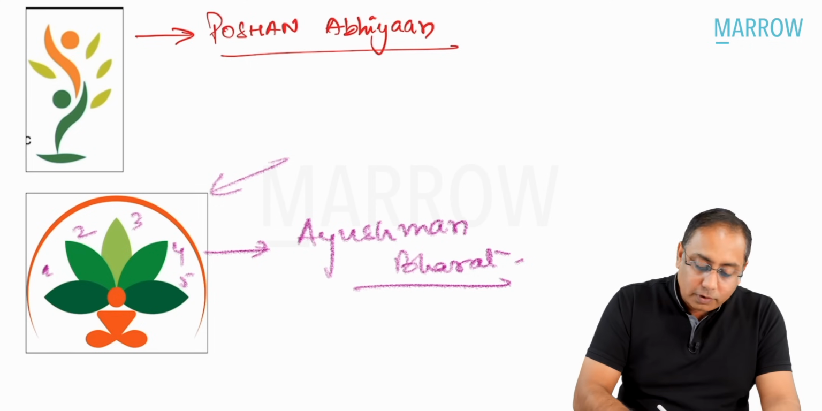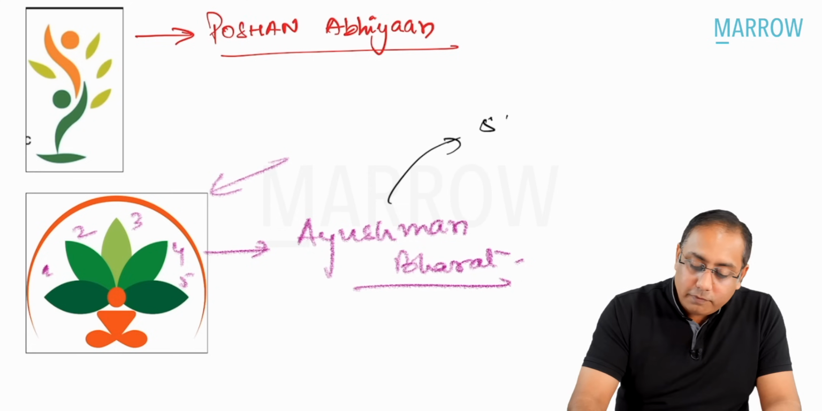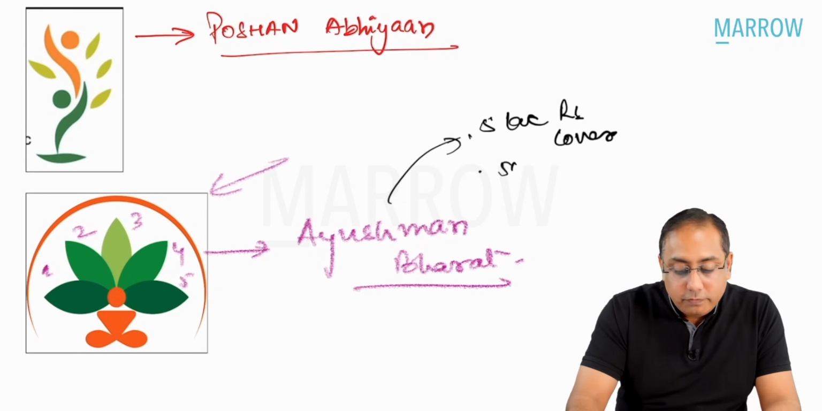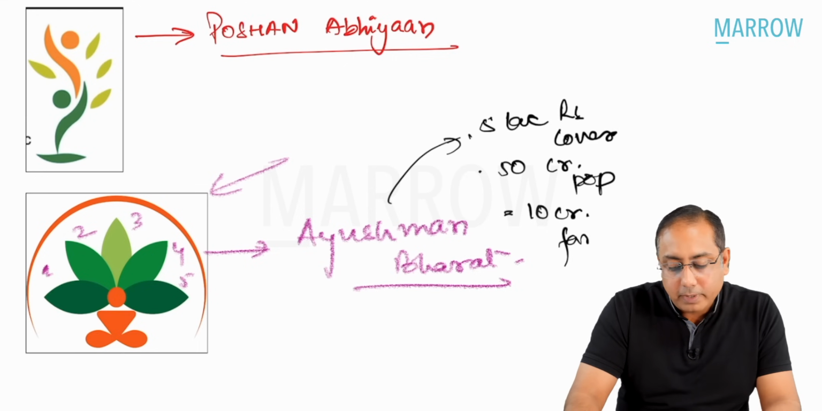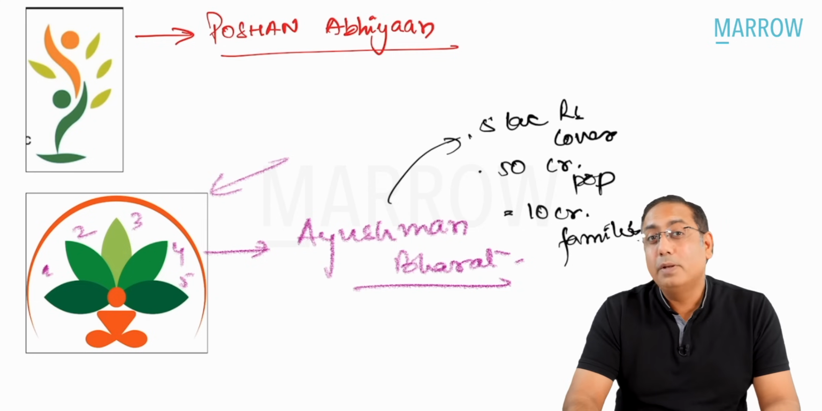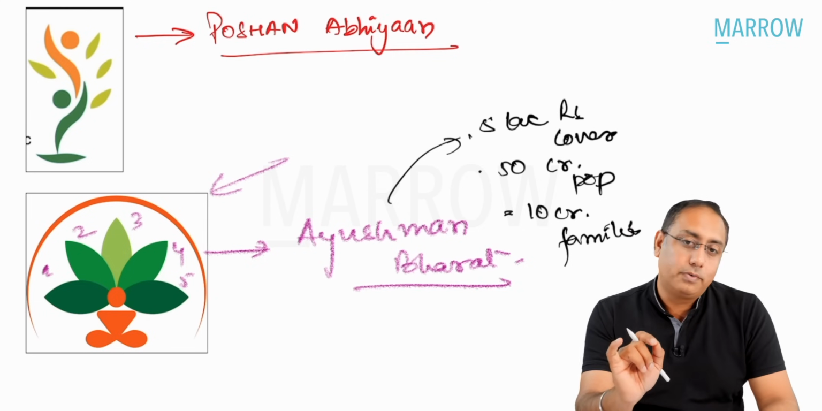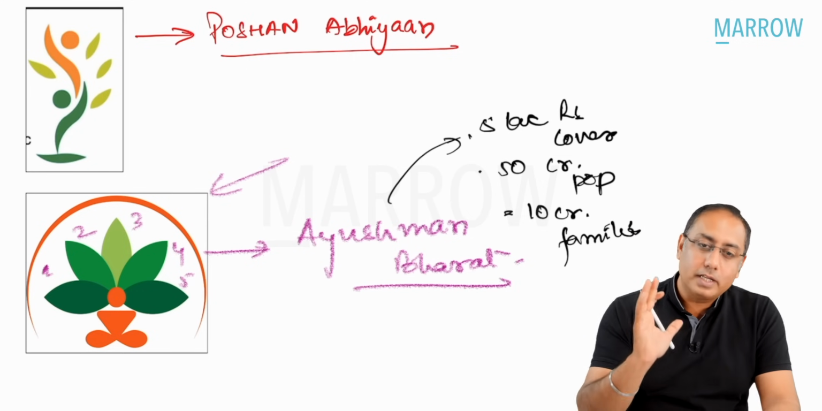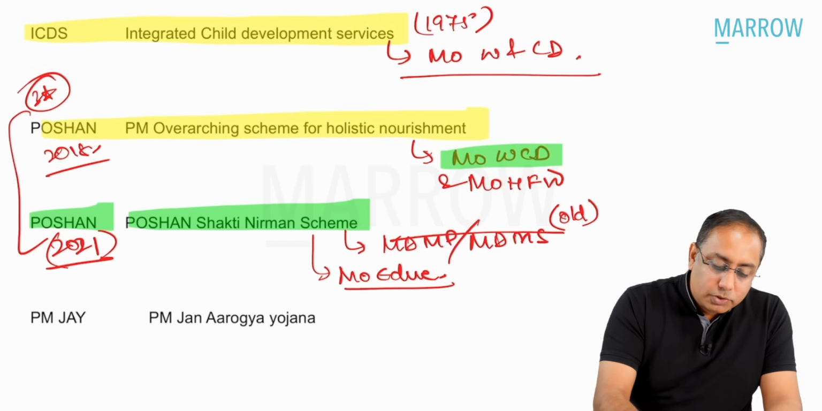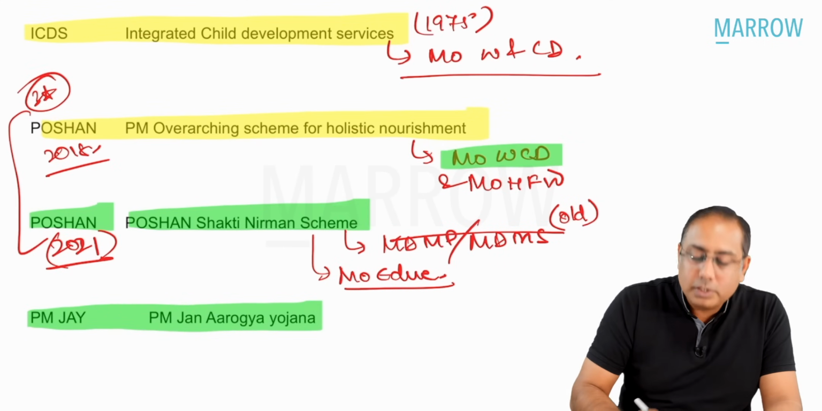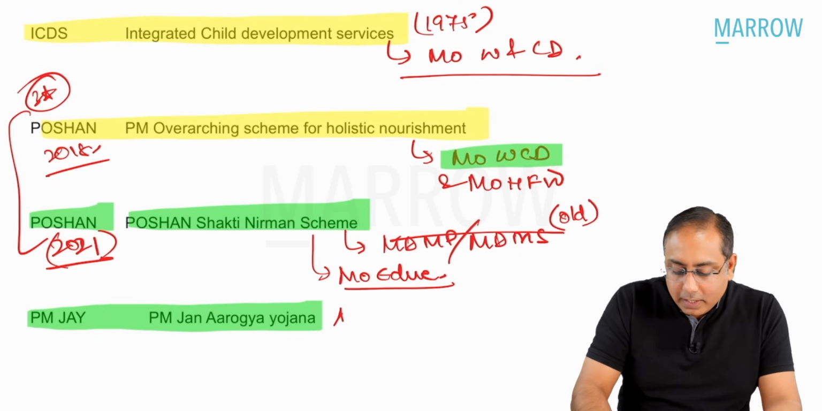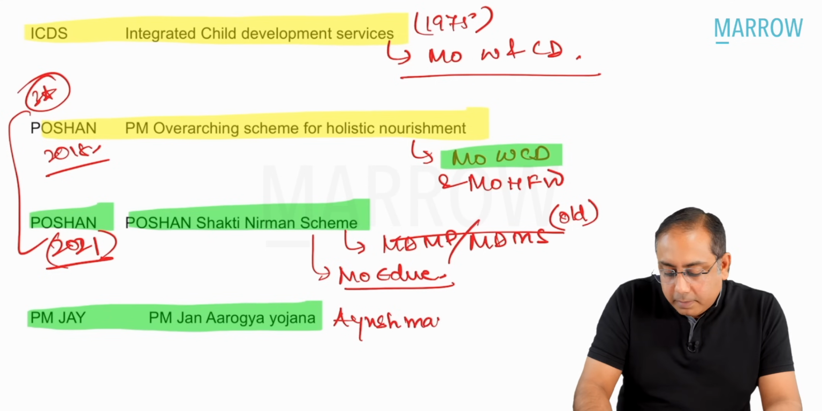Because Ayushman Bharat gives a 5 lakh rupee cover, health insurance, to 50 crore population, which is equal to 10 crore families. So 10 crore families will be getting a 5 lakh rupee health insurance cover, amounting to 50 crore population. This is the world's largest health insurance scheme. Under Ayushman Bharat, they launched the Prime Minister Jan Arogya Yojana. This is the technical name for the health insurance scheme.